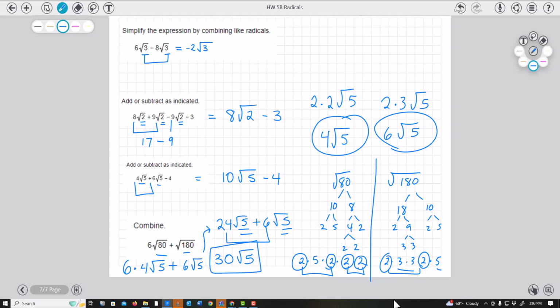So anytime they are not the same, what you're going to have to do is break these radicals down to get them to a point where maybe you can get like terms, to now be able to do the calculations.